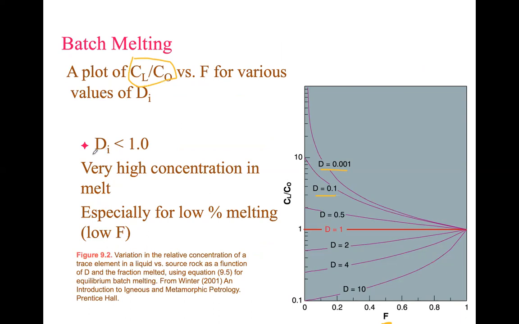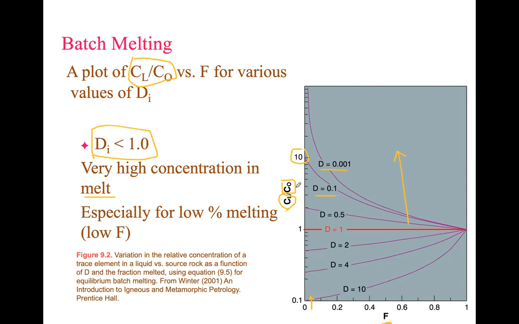So you can see here, if D is less than 1, that means a very high concentration in the melt. So you should see the elemental concentration in the melt, and this factor should be going very high, right? Even at a very tiny degree of melting, something like 0.05, you see 10 times higher concentration compared to its original composition. The original composition is here, see, it's 10. 10 means 10 times higher than its original.